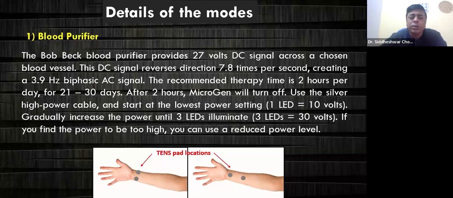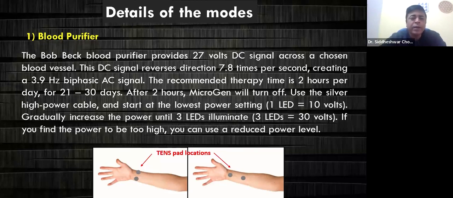Okay, so this DC signal reverses direction 7.8 times per second. So that means it is creating a biphasic AC signal of 3.9 Hertz. So that is what is your blood purifier mode. Okay. The recommended therapy time is 2 hours per day for 21 to 30 days.